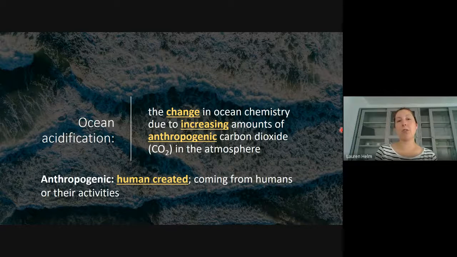So if we talk about anthropogenic CO2, what are sources of carbon dioxide that come from humans? Well, all living organisms respire CO2. So we make CO2 when we breathe, but we also do things like drive our vehicles, which creates CO2. So that's an activity that produces carbon dioxide that's done by humans. All right, so I hope that that gave you some perspective on ocean acidification.